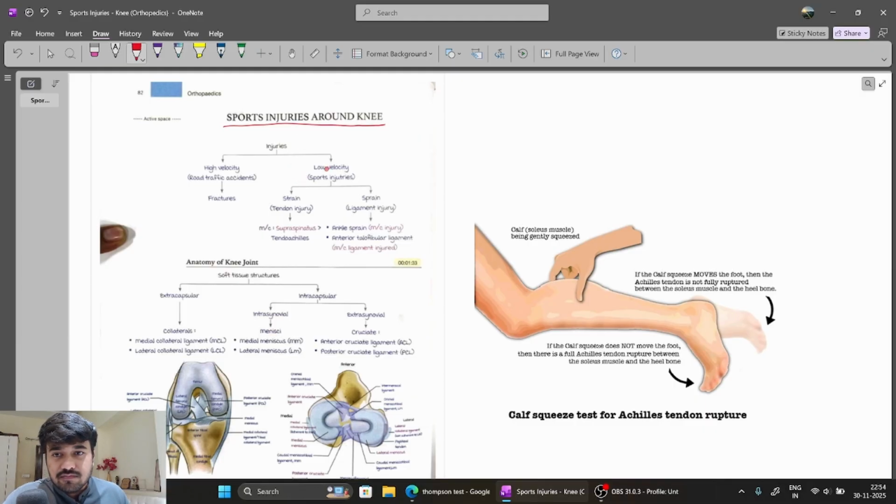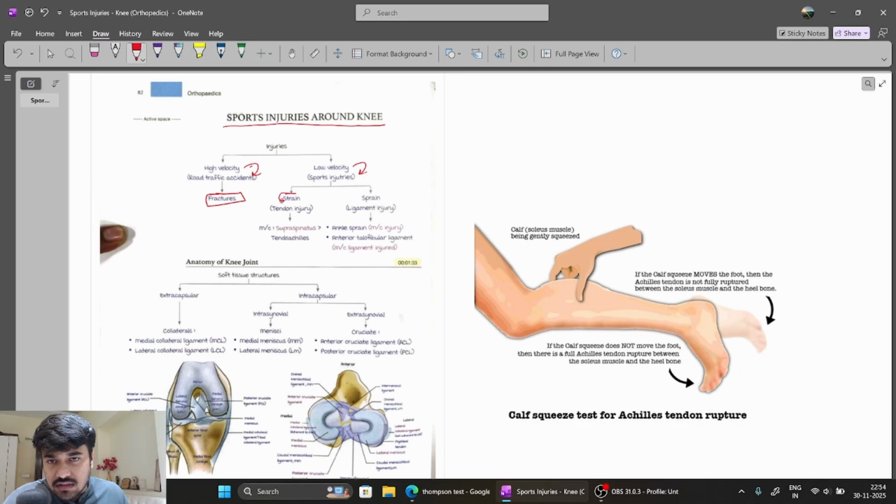So let's start. Basically, injuries can be classified into two types: the high velocity injuries and low velocity injuries. High velocity injuries are typically seen due to road traffic accidents, right? While low velocity injuries are usually sports injuries. Now high velocity injuries due to road traffic accidents and other sort of high velocity trauma typically lead to fractures involving bone, right? So fractures we have studied all across orthopedics, but in sports injuries, what you see more commonly is tendon and ligament injury.